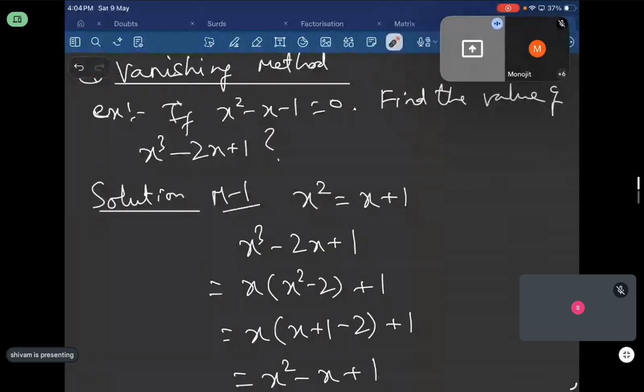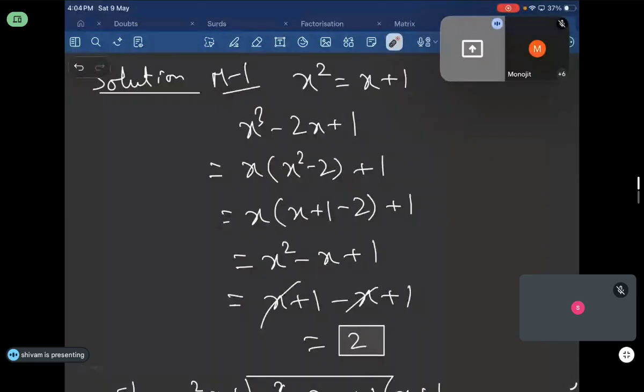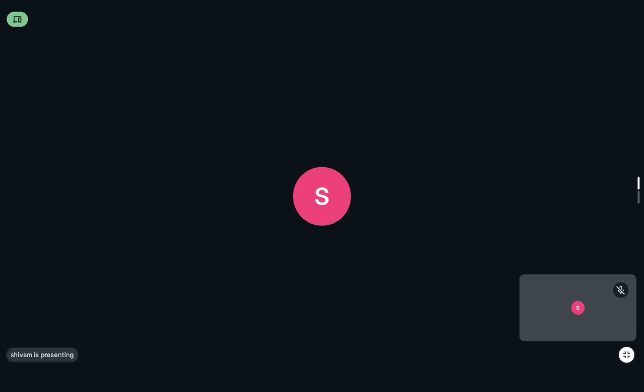So x plus 1 minus 2 will give us x minus 1. When you multiply, you will get x square minus x plus 1. Again, you have got x square, replace x square by x plus 1. When you substitute x plus 1, x gets cancelled, you will get 1 plus 1 is equal to 2. Sir, we can also say x square minus x equal to 1, and we can get 1 plus 1 too. Yes, you can substitute 2 of the terms also. It's just that you have to keep on reducing the degree of the polynomial, and ultimately you will get a constant. That constant is your answer.